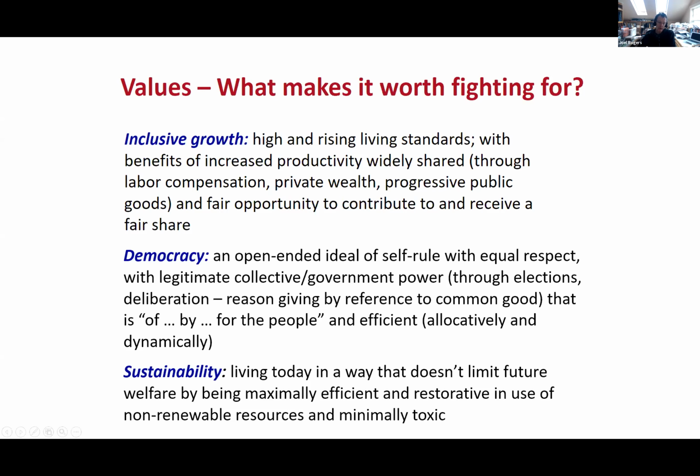And then I assume you want it to be organized in a way that doesn't limit the ability of other people to live there in the future with equal opportunity and happiness. You want to live today in a way that doesn't limit future happiness. So on the inclusive growth, let's call that equity. On democracy, let's just call it democracy. And sustainability. That's basically, I think, what you want.